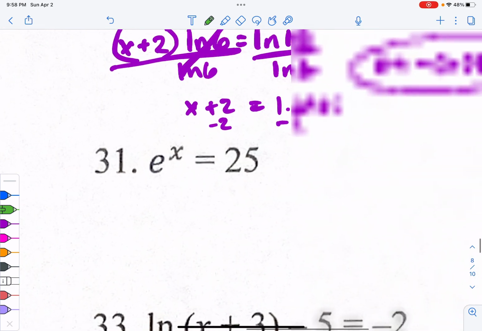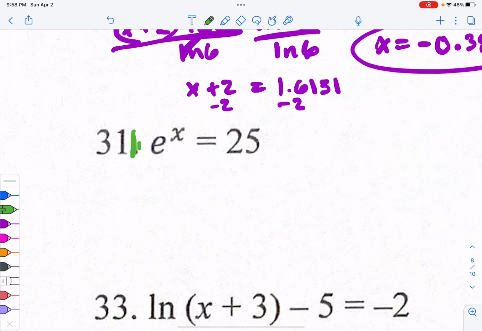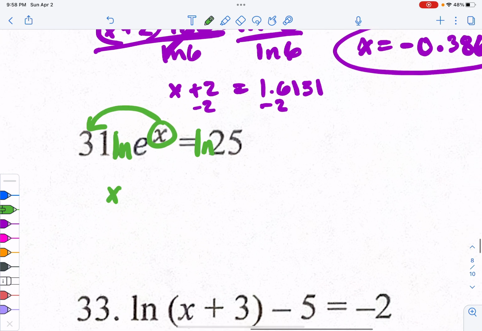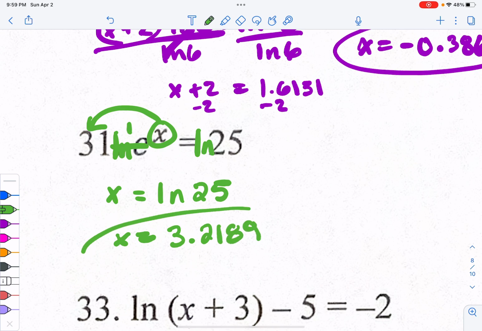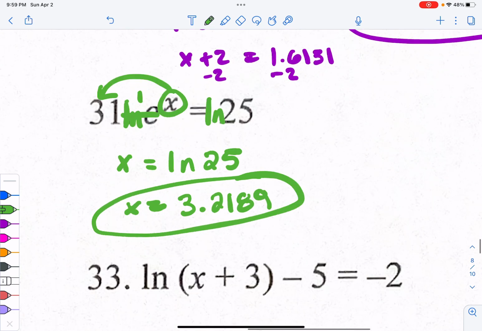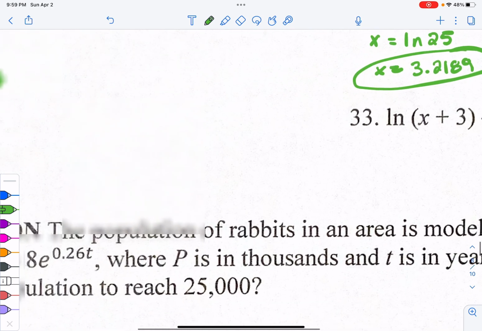Okay, 31. Okay, same thing here. I can ln both sides and the x comes down in front. So x and ln of e is 1. So x times 1, or just x, equals ln 25. And then all I have to do is type that one in. I don't even have to divide by anything. I got 3.2189, something like that. Okay. All right, 2 left and then some story problems.